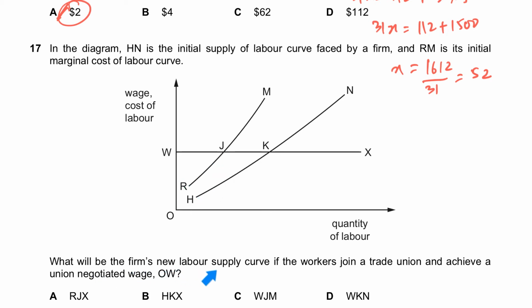What will be the firm's new labor supply curve if the workers join a trade union and achieve a union negotiated wage rate OW? So if they negotiate a wage rate of OW, then your supply curve will be this much or more. So the right answer for question number 17 will be WKN, or D. The logic here is that the workers are saying we will want at least OW or more, but nothing less. So this part of my supply curve will no longer be valid. So D is the right answer.